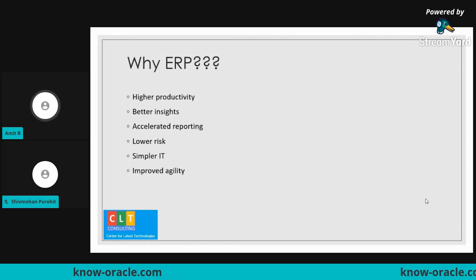The same thing happens with ERP. It brings all the functions together, and they can integrate, and the user can talk and make the decision faster.